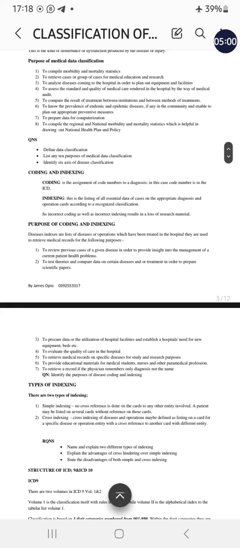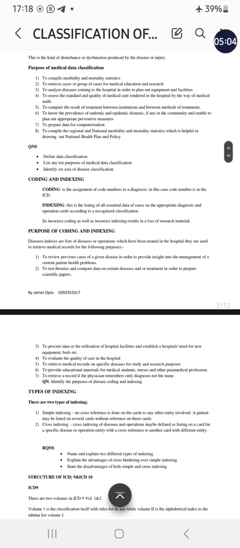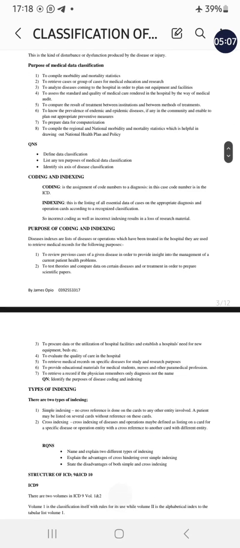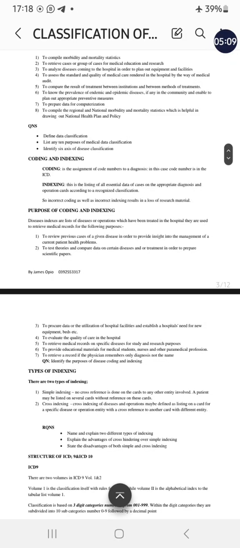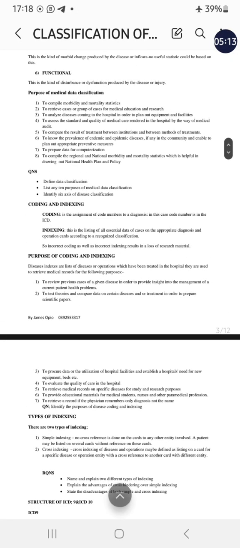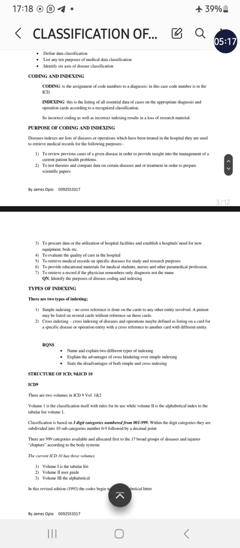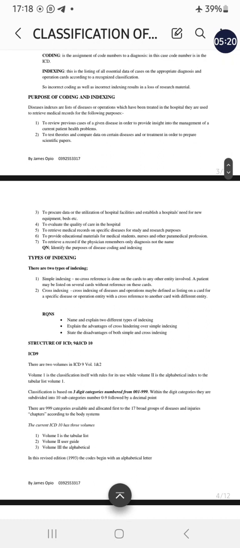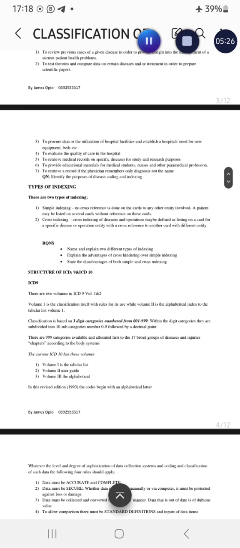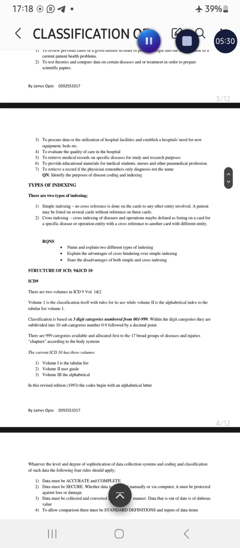So of course the purposes of medical data classifications and the purposes of coding and indexing are the same. Take note of that. When they ask you the purpose of coding and indexing, and they also ask for the purpose of medical data classifications, it is actually the same. So I'm moving straight to explain something brief about the types of indexing.